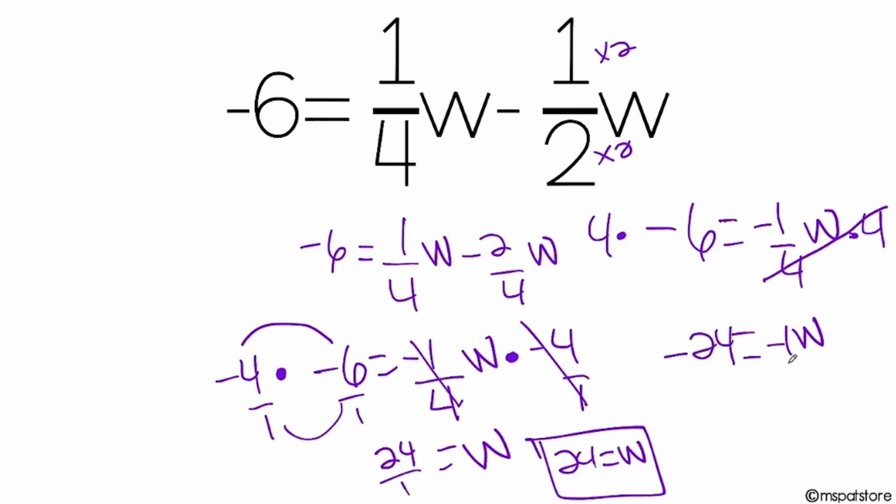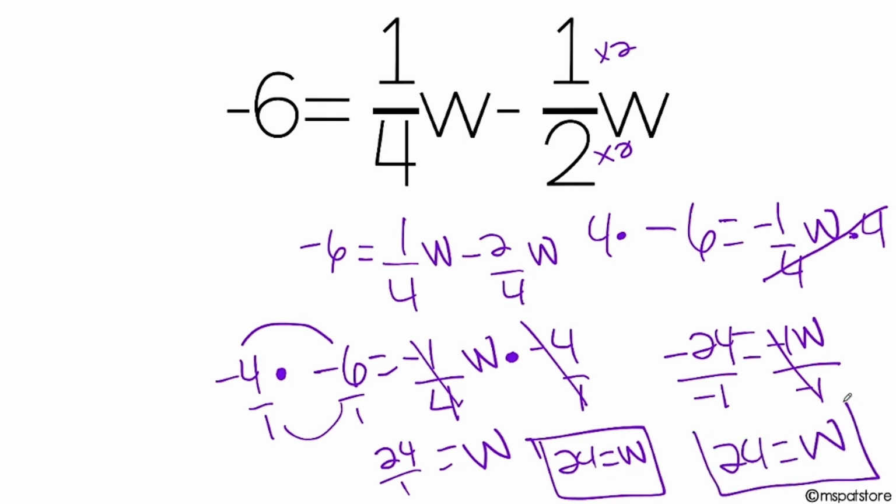But as negative 1 is multiplying W, you need to do the inverse operation, which is division. So it will be divided by negative 1 and divided by negative 1. So now you can cancel it out. Negative 24 divided by negative 1 is positive 24. So as you can see, I got the same answer just using a different method. I suggest that you stick with the method that you understand best.